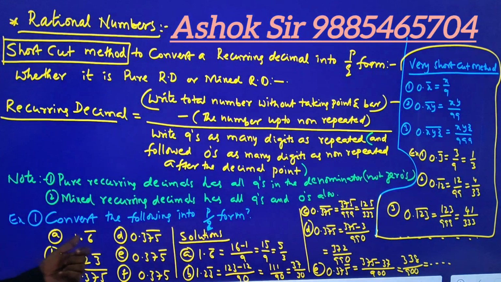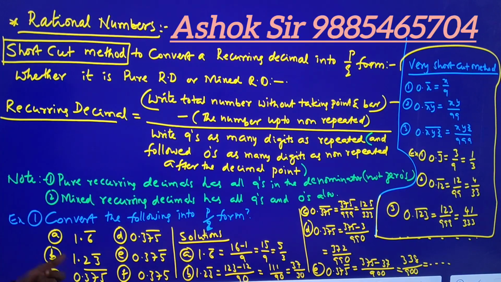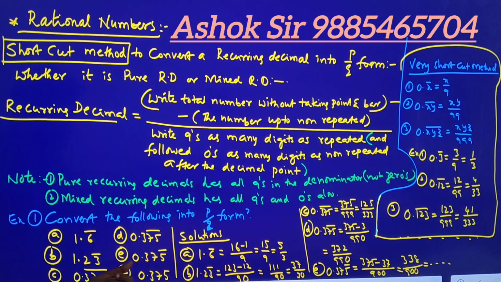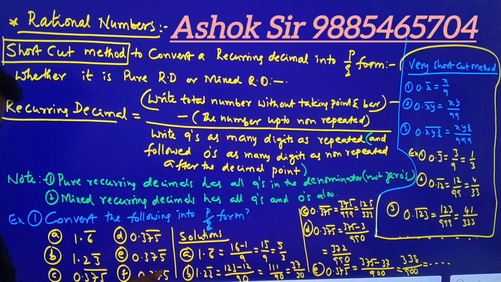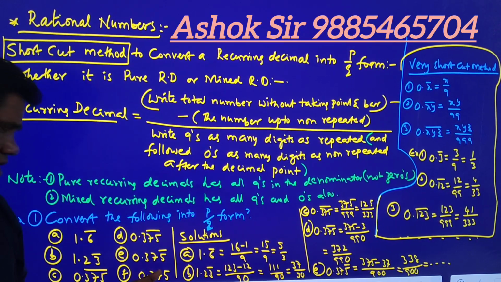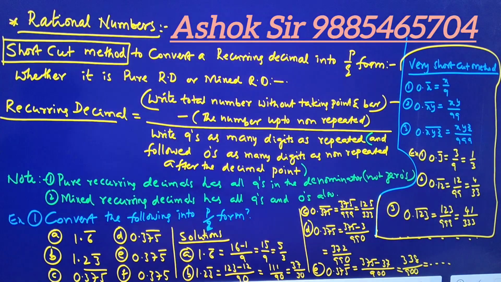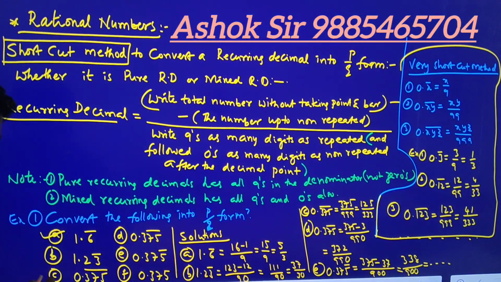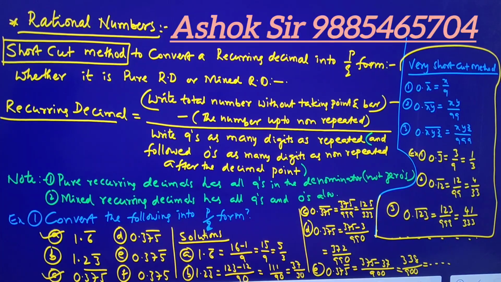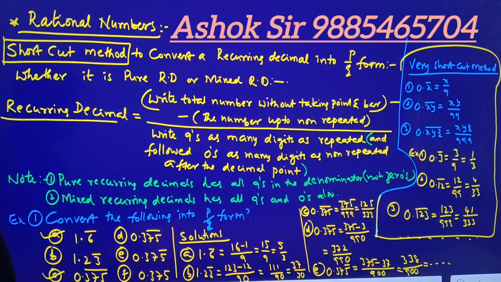Now convert the following into p by q form: 1.6 bar, 1.23 bar, 0.375 bar, 0.375 with only the 75 barred, and 0.375 with only the 5 barred. And 0.375 here is not a recurring decimal, so you can write it as 375 by 1000. Here, the first and third, these two are pure recurring decimals. These two have only nines, not zeros.